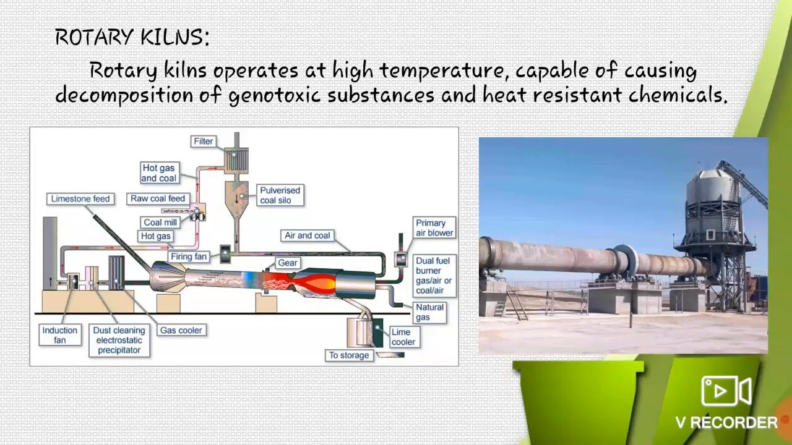Next, coming to the rotary kilns. Rotary kilns operate at high temperature, capable of causing decomposition of genotoxic substances and heat resistant chemicals. Basically this consists of a long rotating oven. See, this is the oven, the long rotating oven, which is the main compartment in rotary kilns. The rotary kiln rotates 2 to 5 times per minute. In a rotating motion, it burns all the waste materials in it. So this is the working process of rotary kilns.